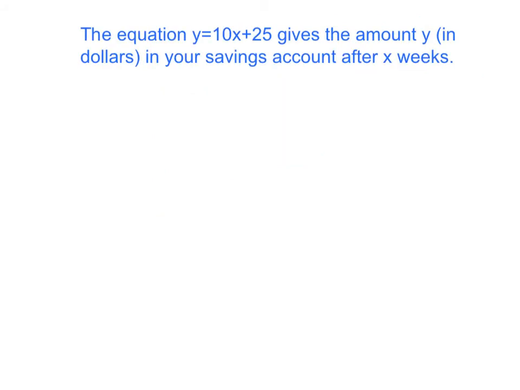So let's practice with this one. The equation y equals 10x plus 25 gives the amount y in dollars in your savings account after x weeks. So if I said identify the independent and dependent variables, you have to say to yourself which one freely changes, which one has to be the same, no matter what. So looking at y equals 10x plus 25, which one could change? We're talking about x weeks. Well, we don't know how many weeks. That can change. It could be 2 weeks, 3 weeks, 4, etc.